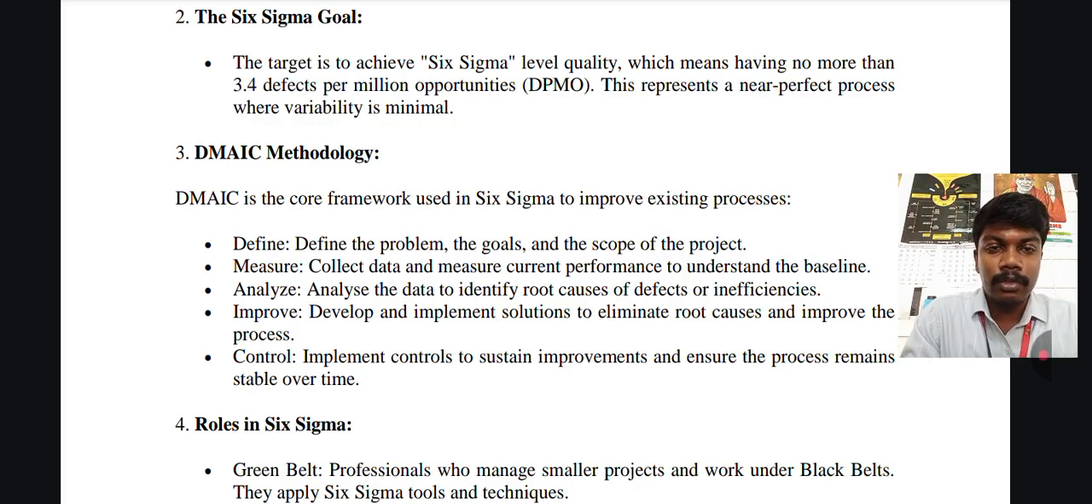Next one is measure. Once you have defined your problem, next go into the data collection part, or measuring the parts, and how to calculate that, like measurable data, countable data, continuous data, non-continuous data, or aesthetic measurement or direct scale measurement, etc. In the measure phase we should collect the data and measure the current performance to understand the baseline of your problem statement, which comes under the define phase. So we have already discussed define and measure.